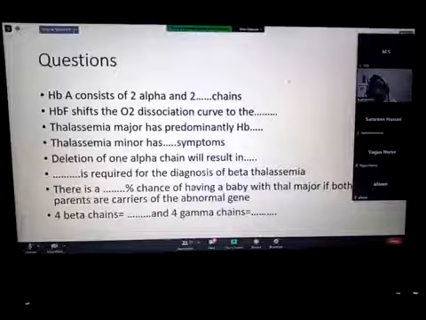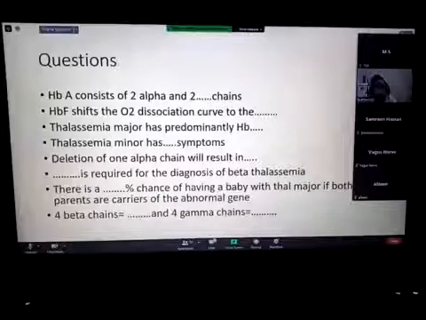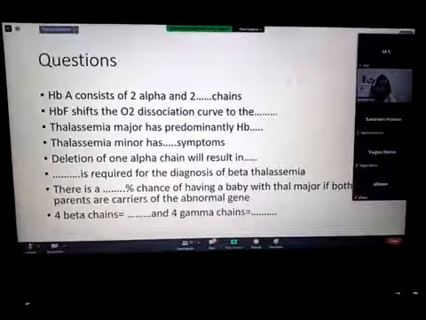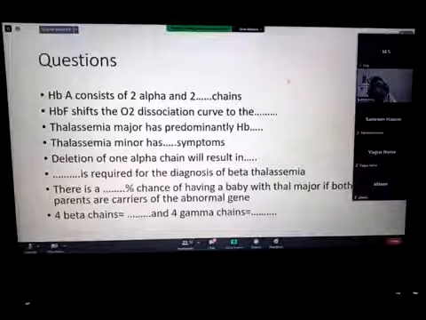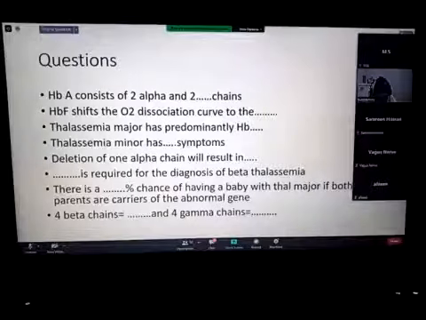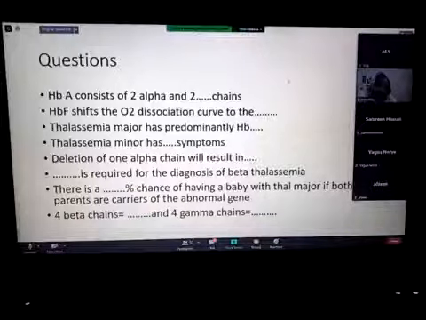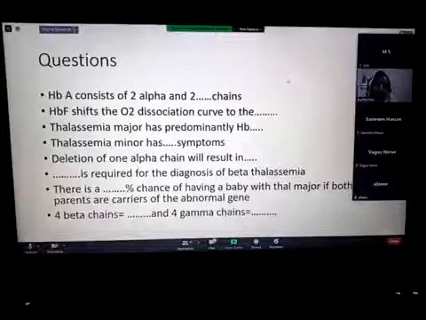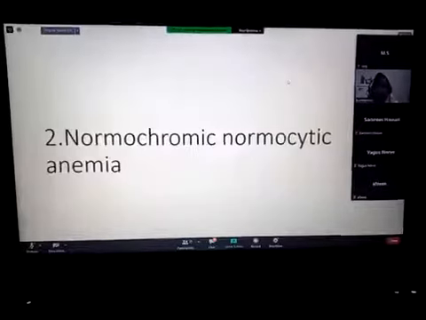There is what percent chance of having a baby with thal major if both parents are carriers of the abnormal gene? Because it's an autosomal recessive disease, there's a 25% chance of having a baby with thal major. This may be a question in your exam as well. It's very commonly asked. And 4 beta chains will result in hemoglobin H, and 4 gamma chains, if they aggregate, form hemoglobin Barts. This is also one of the common questions that is asked in exam, and you should remember this, that 4 beta chains will produce hemoglobin H, and 4 gamma chains will produce hemoglobin Barts.